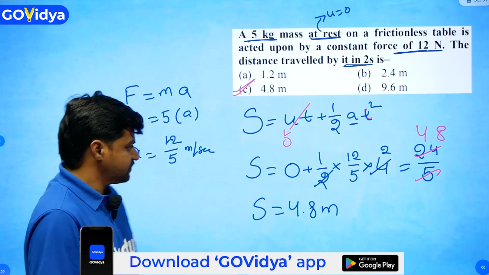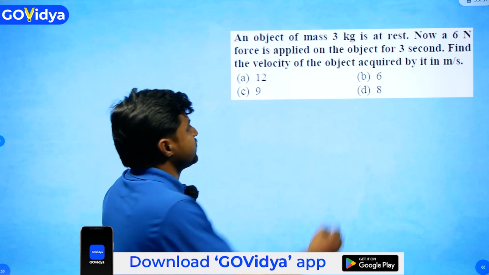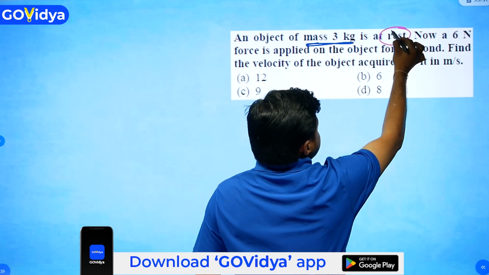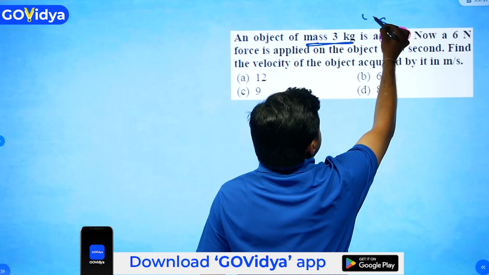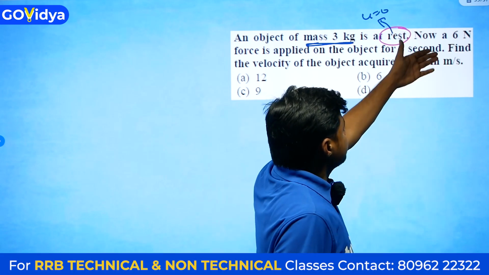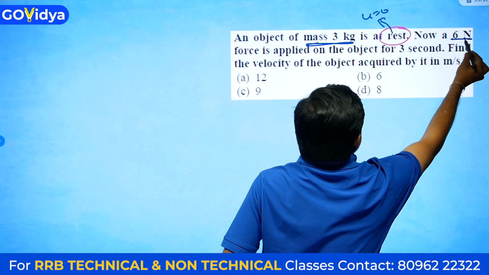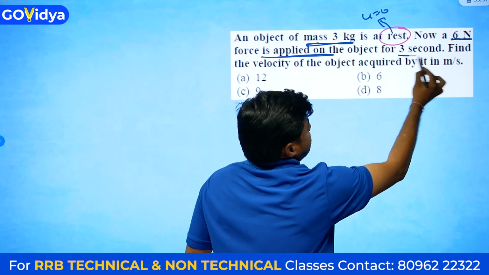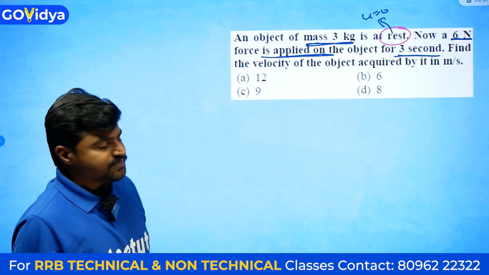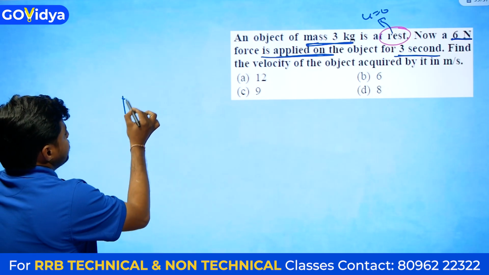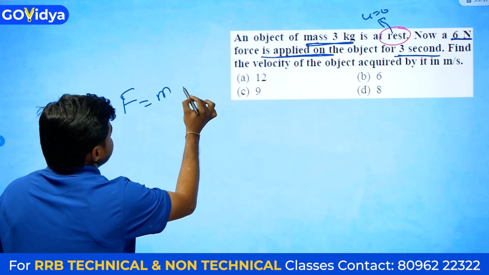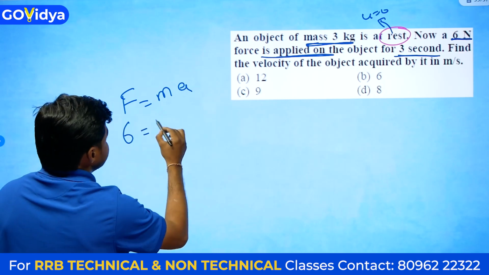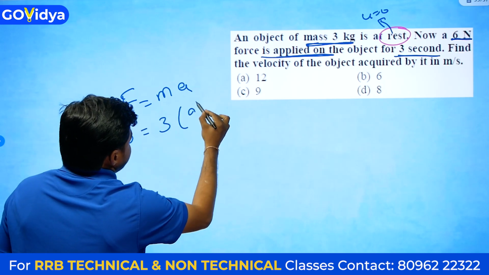Okay, next question, an object of mass 3 kg, mass is given 3 kg, is at rest. Rest means initial velocity is 0, u is equal to 0. Now 6 newtons force is applied on the object for 3 seconds. Find the velocity of the object. Okay, we know that force is equal to mass into acceleration. Force is 6 newtons and mass is 3 kgs. We have to find acceleration.